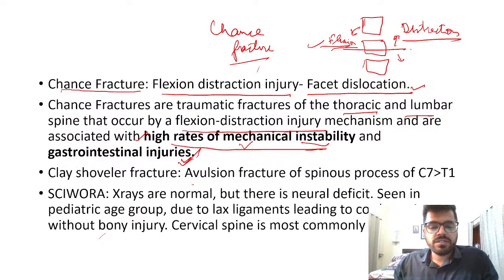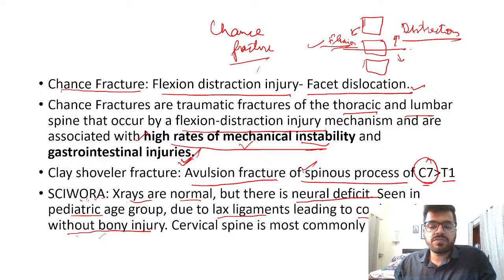Then Clay-Shoveler fracture is the avulsion fracture of spinous process of C7 more than T1. SCIWORA is that X-rays are normal, but there is neural deficit. It is spinal cord injury without obvious radiological abnormality, seen in pediatric age group due to lax ligaments leading to cord traction without any bony injury. C-spine is most commonly affected.